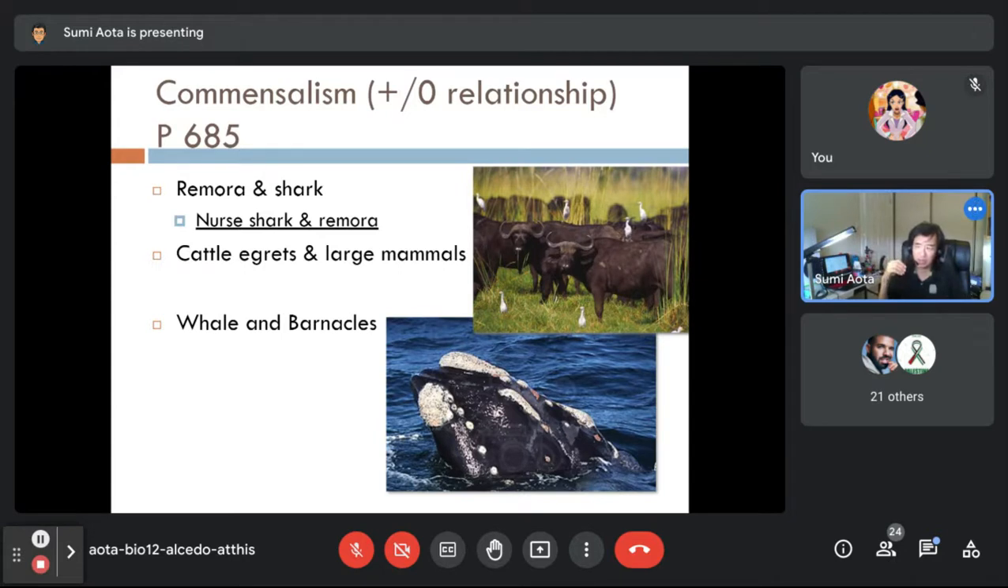Tough call. Okay. Cattle egrets and large mammals. Well, the cattle egrets get a benefit because they're now high up, so they can see higher and further into the grass looking for predators. But if they see a predator and start squawking and running away, the big mammals are warned too. So is it really commensalistic or is this more mutualistic? Tough call.